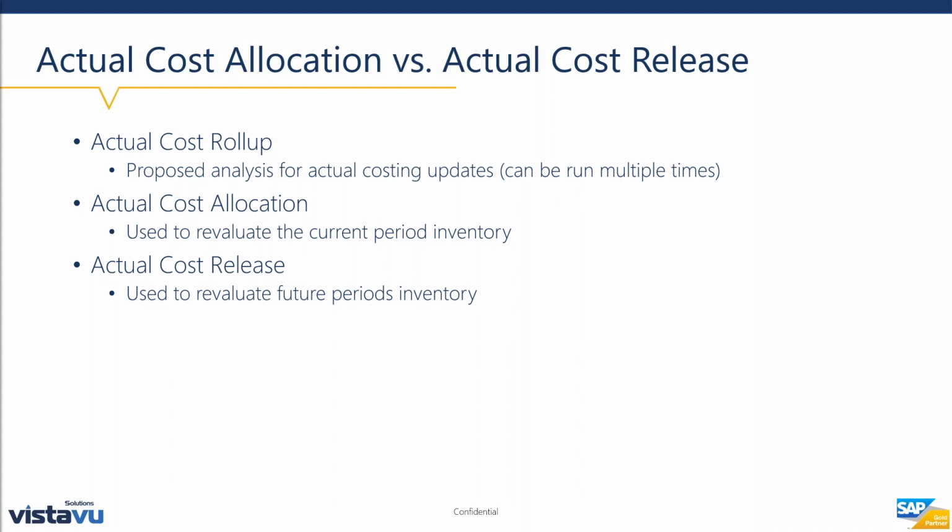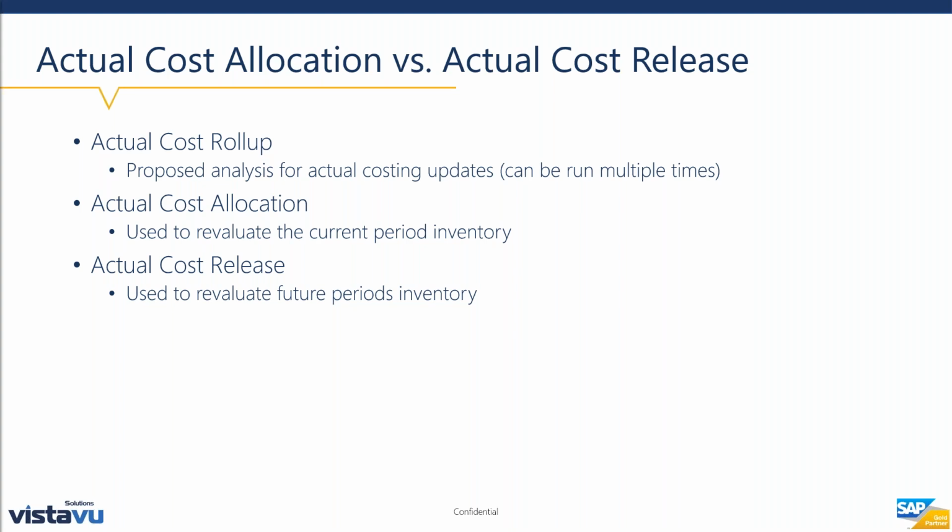So actual cost allocation versus actual cost release. There really are 3 jobs. The actual cost roll-up is the proposed analysis for the actual costing updates. This is the first one you run. It's very safe. This is just giving you a report of what the system is proposing to do as far as actual costing changes to the system. You can run this multiple times. So if you don't get the results that you want, you can fix whatever the issue is, run the roll up again until you get to the result that you believe is correct.